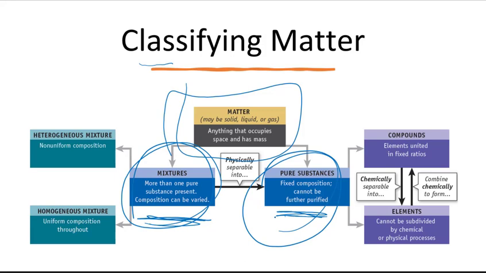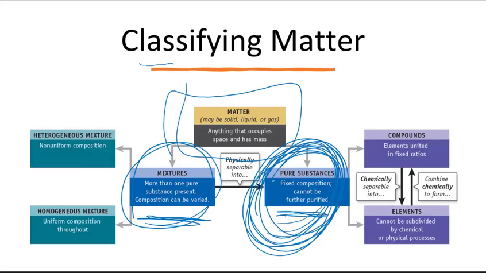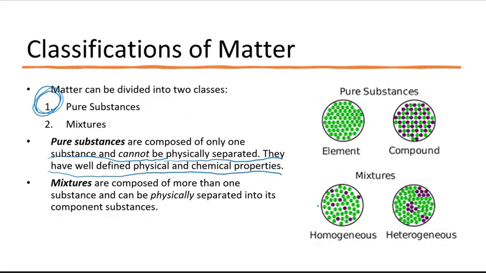So let's look further into what a pure substance can be. A pure substance, like we said, is composed of only one substance that cannot be physically separated. They have well-defined physical and chemical properties. So matter, like we said, can be a pure substance or a mixture. I'm going to go back one slide. Pure substances or mixtures is how we can classify matter. But we can then be even more specific. A pure substance has a fixed composition and cannot be further purified. I'm going to skip ahead here and talk more about pure substances and then come back to mixtures.